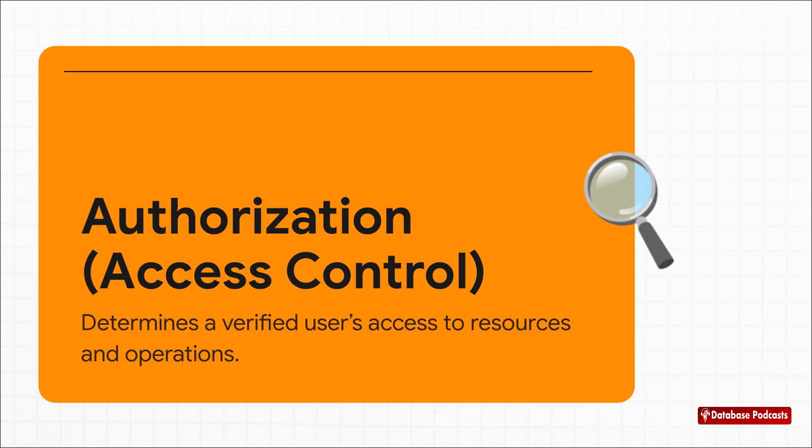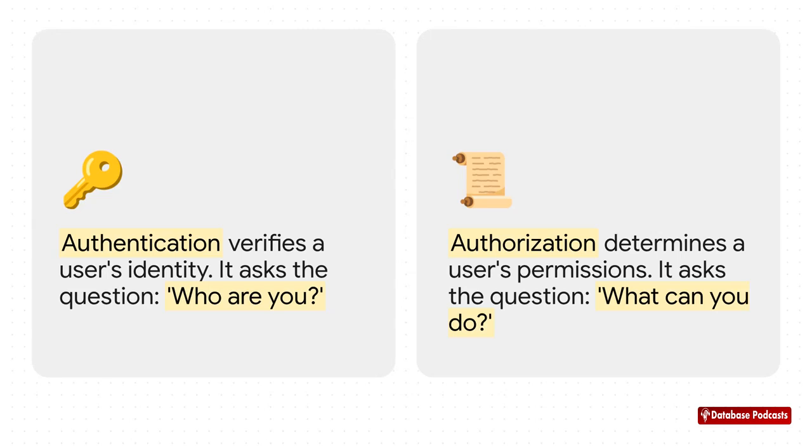Can you read some data? Can you write new data? Are you allowed to create other users? This is where we define the limits of your power. And this right here really nails the difference. Authentication asks, who are you? While authorization asks, okay, now what are you allowed to do?